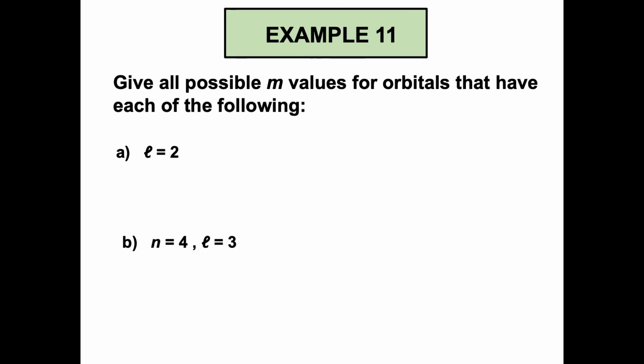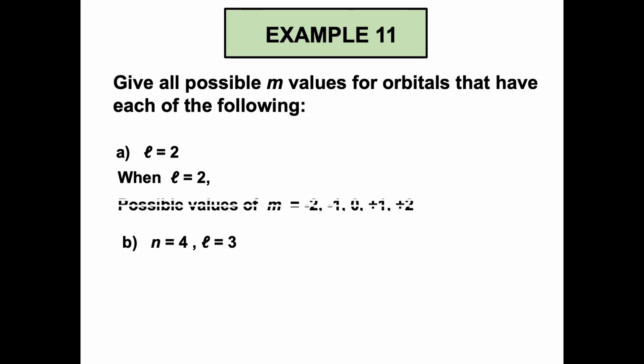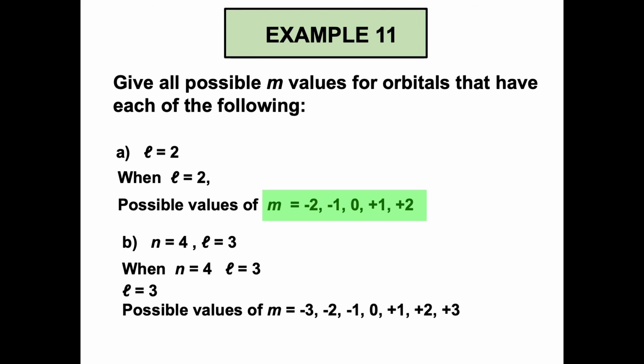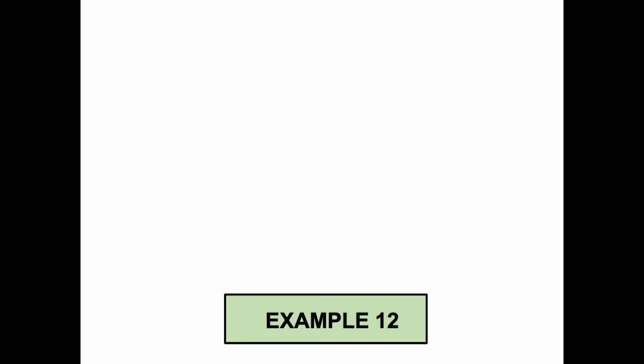So next example, example 11, asks you to give all possible m values for orbitals that have each of the following, which are for A, L equal to 2. So when L equals 2, the possible values for m are -2 to +2. And for B, when n equals 4, L equals 3, the possible m values will be -3 to +3. So that's it. Now example 12.